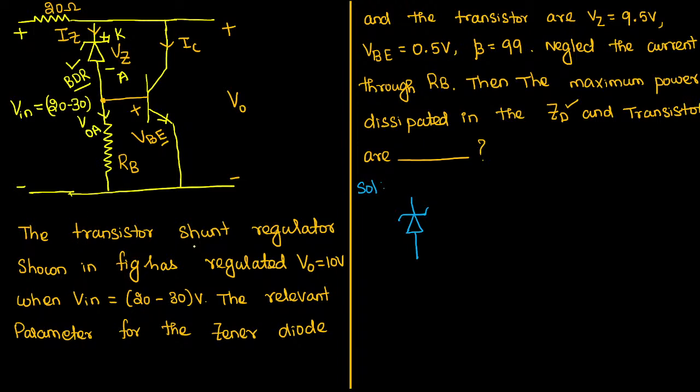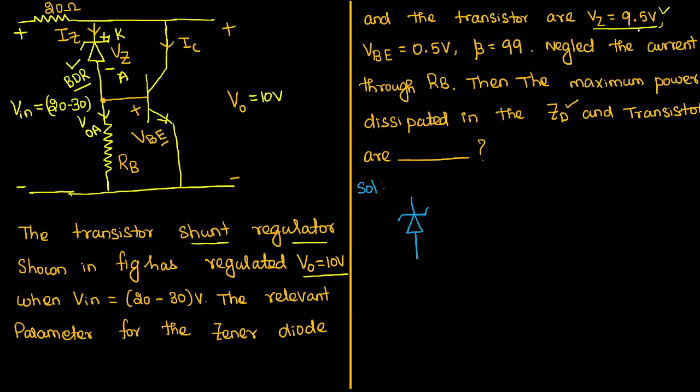Read the question. The transistor shunt regulator. This is called a transistor shunt regulator circuit. Shown in the figure, regulated output voltage is equal to 10. They told that the value of the output voltage is 10. It is already fixed. Next, the value of input voltage is given. The relevant parameters for the Zener diode and transistor: see, the Zener voltage, the value of the voltage is 9.5.